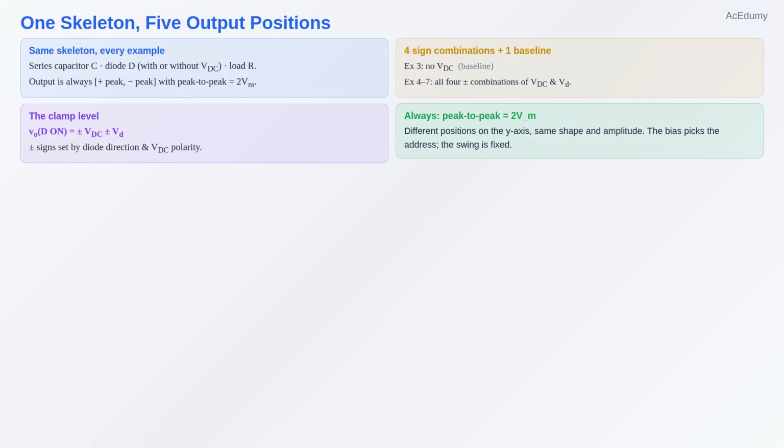The clamp level is determined by two things: the diode forward drop, V sub D, and the DC bias voltage, V sub DC. Together they form 4 sign combinations: plus or minus V sub DC, plus or minus V sub D. That gives us 4 biased examples, plus 1 baseline example with no bias at all. 5 examples, 5 different clamp levels, 5 different output positions on the y-axis. Same rule, every time. Peak to peak is preserved at 2 V sub M.